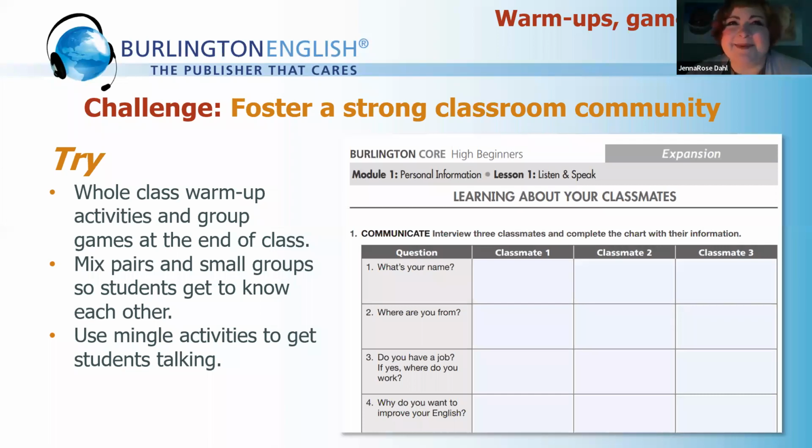So a lot of times when you ask people to get into partners, they always go for the same partner, or they always end up in the same small group. So really getting folks mingling around so they're not relying on the same group.